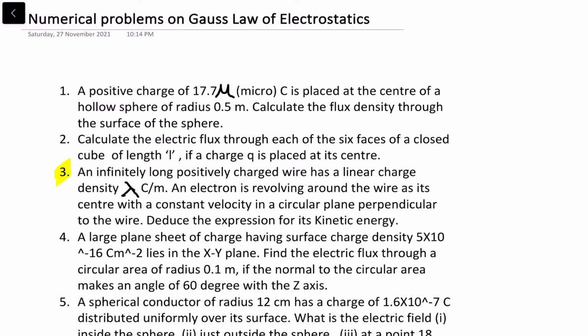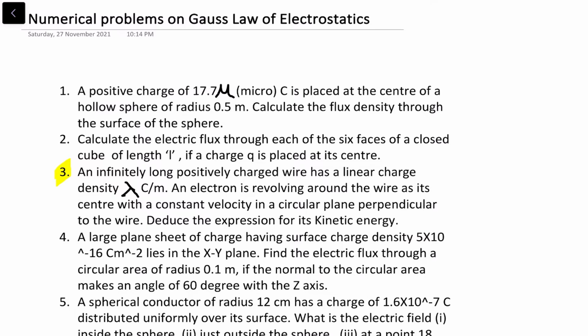So this is the third question. An infinitely positively charged wire has a linear charge density lambda coulomb per meter. An electron is revolving around the wire as its center with a constant velocity in a circular plane perpendicular to the wire. Deduce the expression for its kinetic energy.